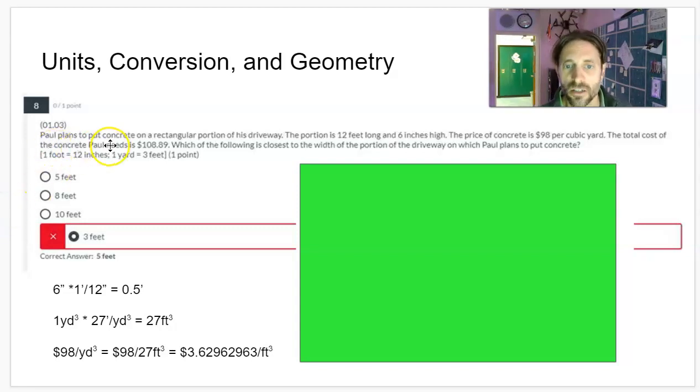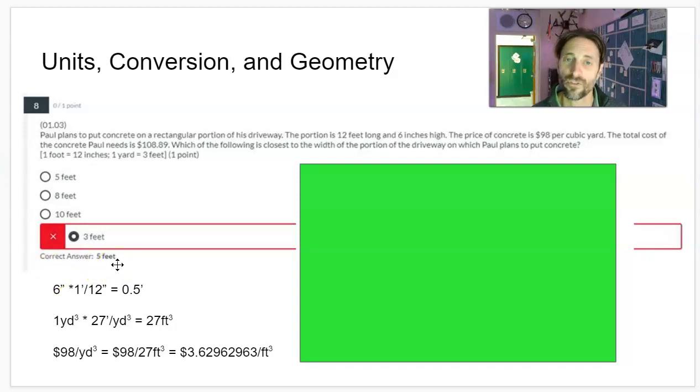Paul plans to put concrete on a rectangular portion of his driveway. The portion is 12 feet long, 6 inches high, and the price is $98 per cubic yard. The total cost of the concrete Paul needs is $108.89. Which of the following is the closest width of the portion of the driveway in which Paul plans to put his concrete? Okay, and again, the answer here is 5 feet, so let's figure out how we get 5 feet.